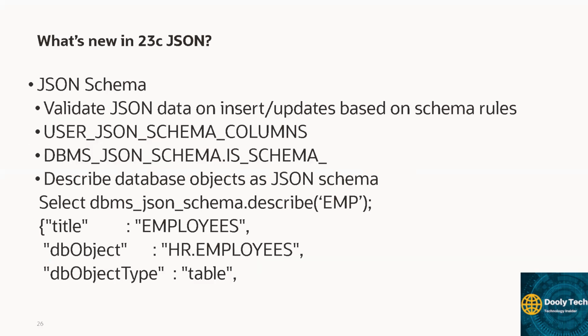We have the JSON check constraint prior to 23c to make sure we have well-formed JSON data. But this JSON schema enables us to have rules and regulations for a JSON document, just like XML schema. So an important distinction here is for both JSON and XML that people will use the terminology well-formed. Okay, so well-formed just means that the document passes all the syntax rules.